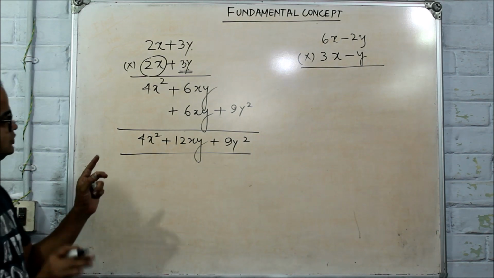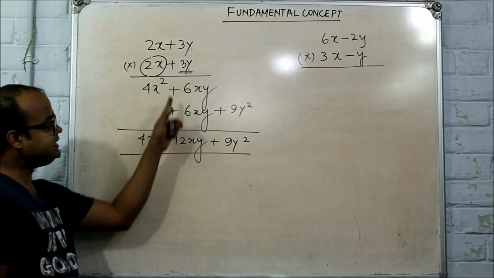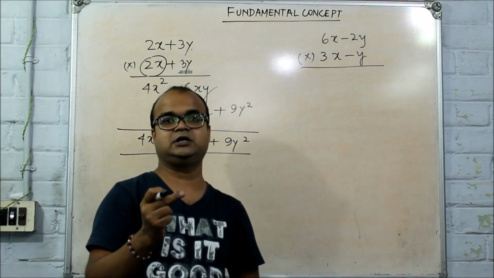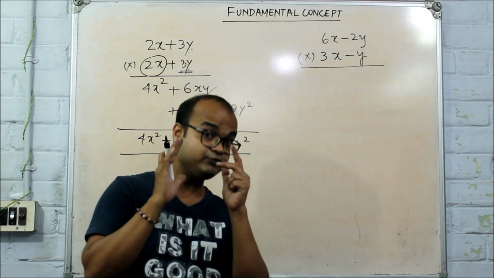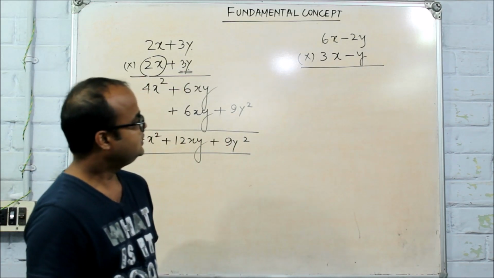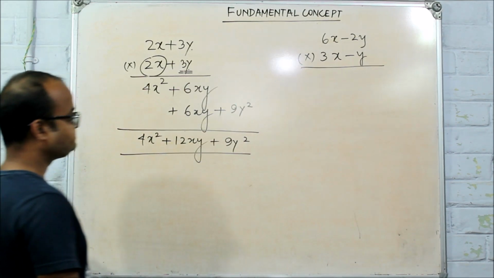Each time, one thing you need to remember: whenever you get a like term, write one after another in a column so that it will be easier for you in the simplification part. Let us take this example.